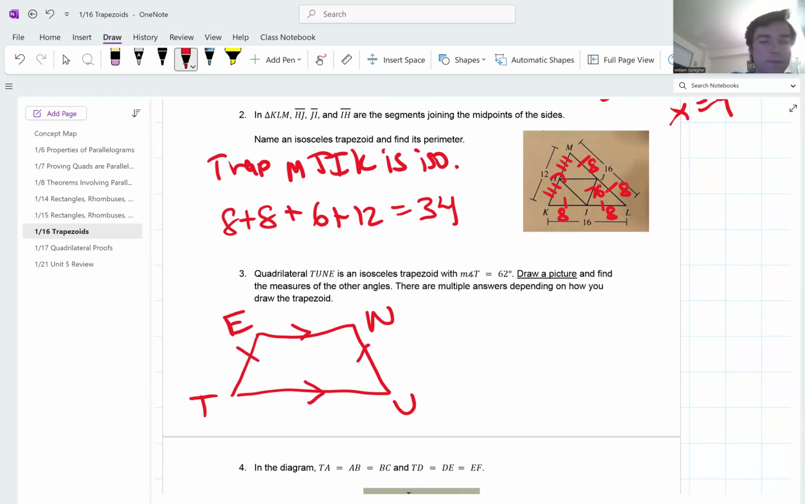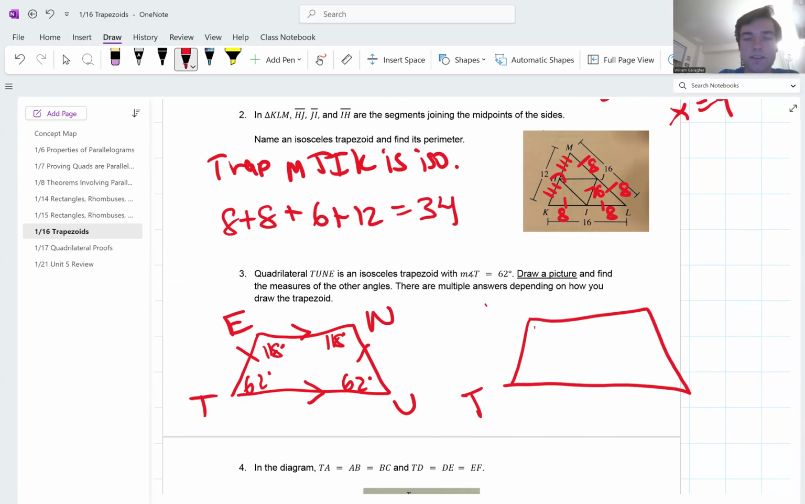And so if the measure of angle T is 62 degrees, well, then T and U are congruent. And then I know that E and T are same side supplementary, so we need 118 degrees to get to 180. And then again, E and N are congruent, so 118. Or if you went the other way, T, U, and E, same idea, right? 62 degrees, 118 and 118.